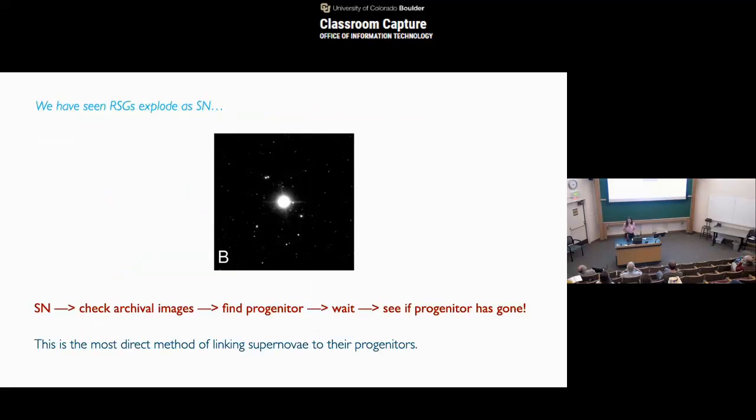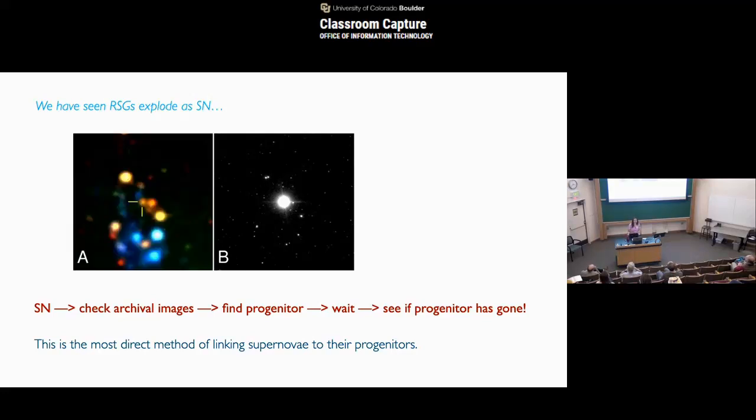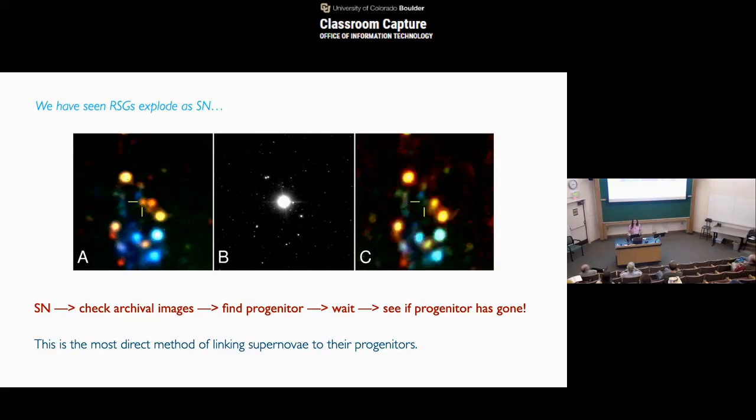But we do see red supergiants explode as supernovae. We're in a very exciting time because we can now directly confirm the progenitors to supernovae that we see. What happens is a supernova goes off, and there's now enough archival imaging, especially with HST, that we can look through and try to identify a potential progenitor. This is a particularly nice example because it's been taken in multiple wavebands, so we can see what color the star was before it exploded. You can then wait for the supernova to fade away and go back and say, that star has gone. That was probably the star that exploded. So this is the most direct method we have of linking supernovae to their progenitors.